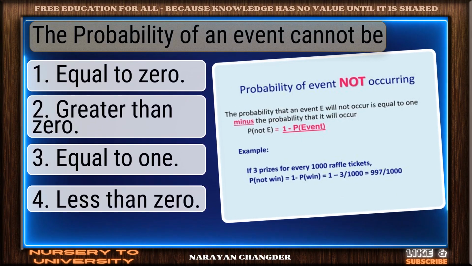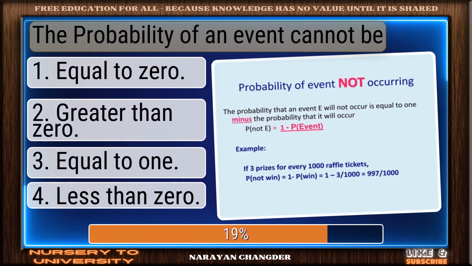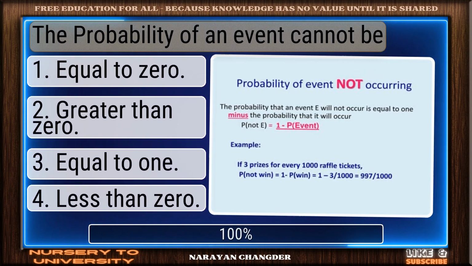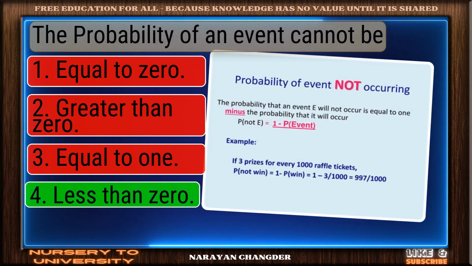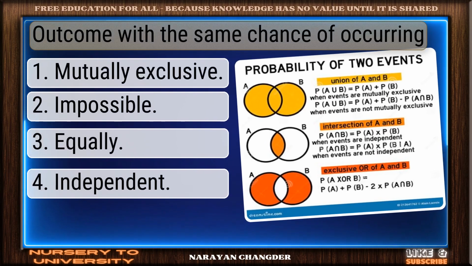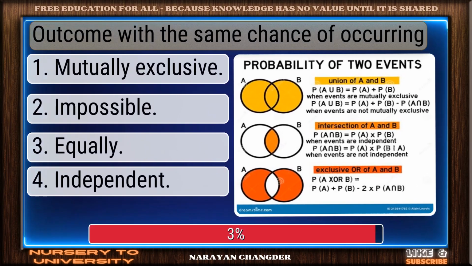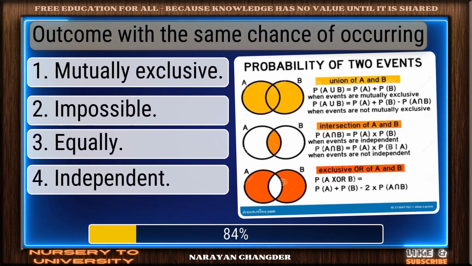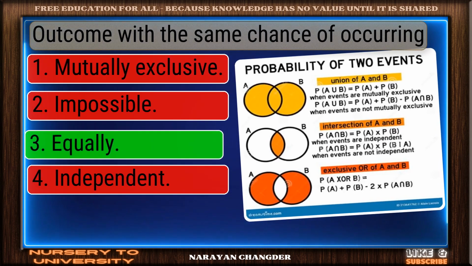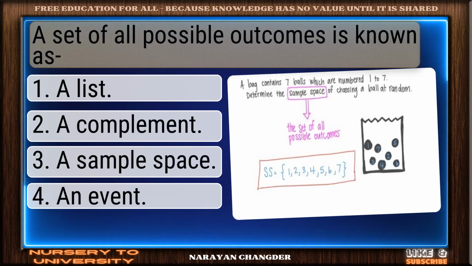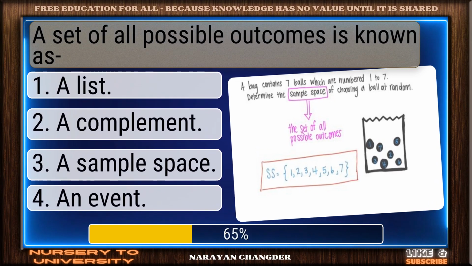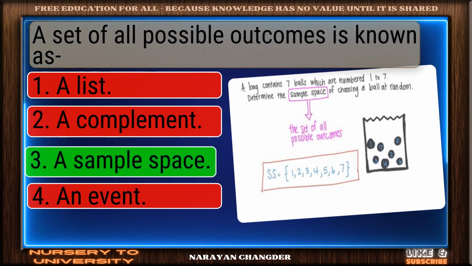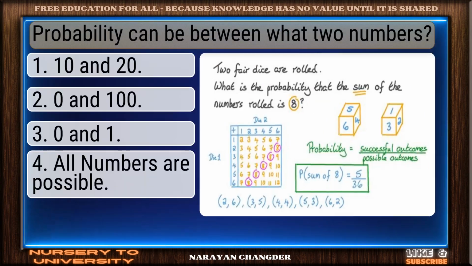The probability of an event cannot be. Correct response. Less than 0 is accurate. Outcome with the same chance of occurring. Well picked. Equally is correct. A set of all possible outcomes is known as. You got it. A sample space fits.